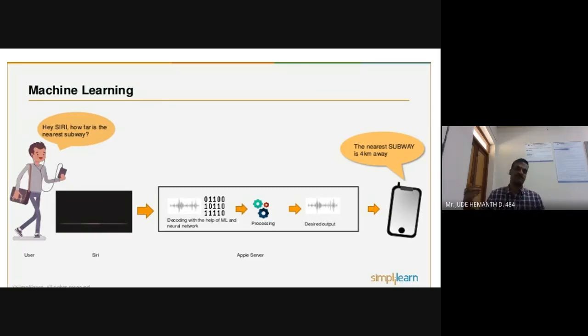Then we have some process. Depending upon the algorithm which we are going to study, it will decode, it will process, it may do a match, and finally it will give a desired output. Desired output is also in the form of a signal, right? So signal to signal is your job. Now what happens?